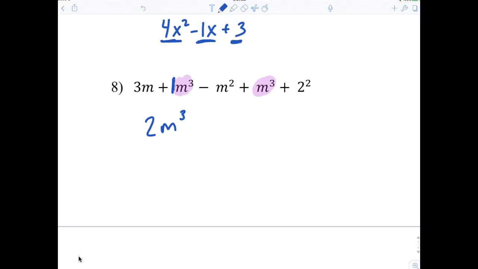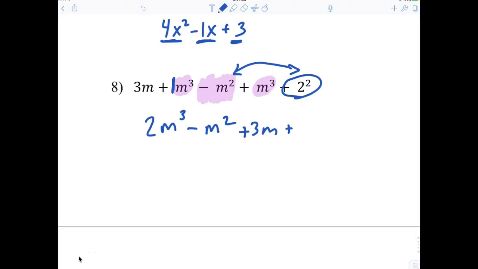All right? Now, after cubed comes what? Squared, right? How many of those do I have? Negative 1. So it would be negative m squared. Now, I know what you're thinking. Can I put these two together? No, because this is a number. Okay? And then plus 3m.